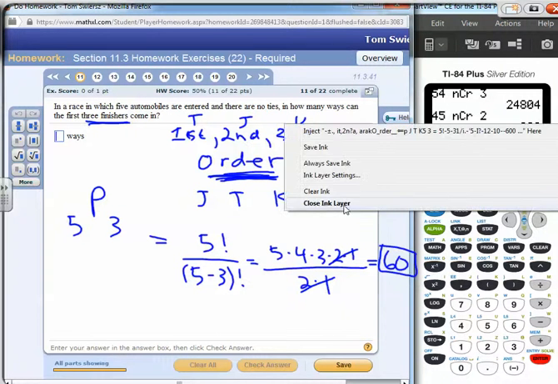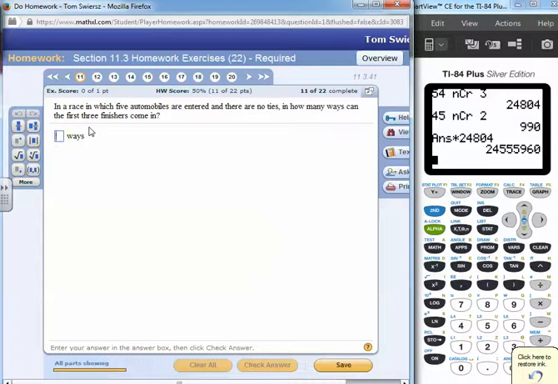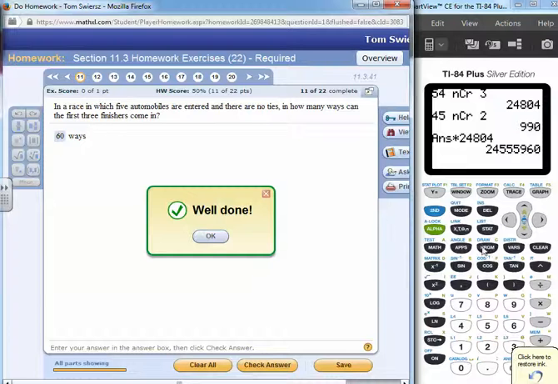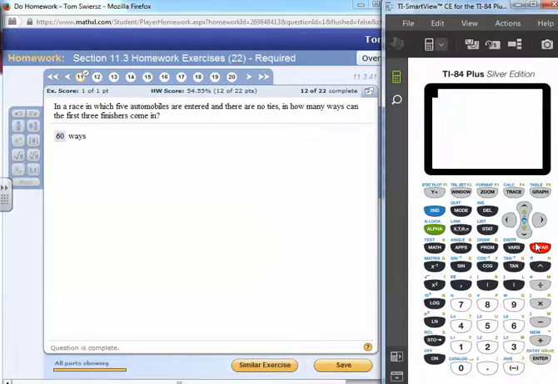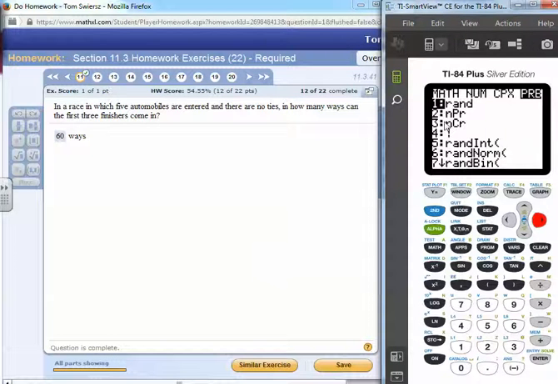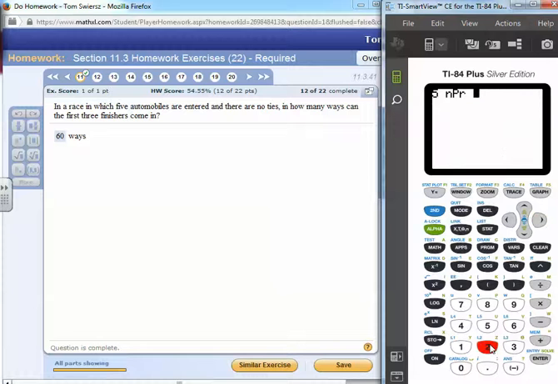Okay, so let's put that in to verify we're correct. There it is. And again, on the calculator, sorry, I forgot to clear the previous problem. It is 5, math, and then over to probability, 3 right arrows to highlight probability. Order matters, so it's a permutation, so it's number 2. 3 finishers, so we're selecting 3. And there it is, 5 nPr 3 is equal to 60, which is what we got when we did it by hand.